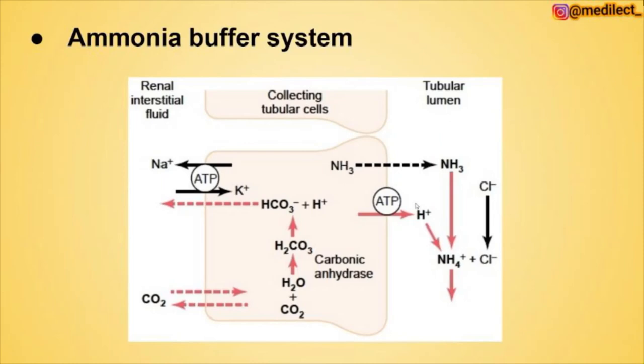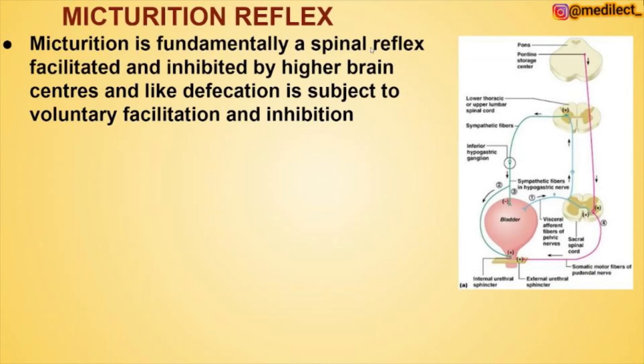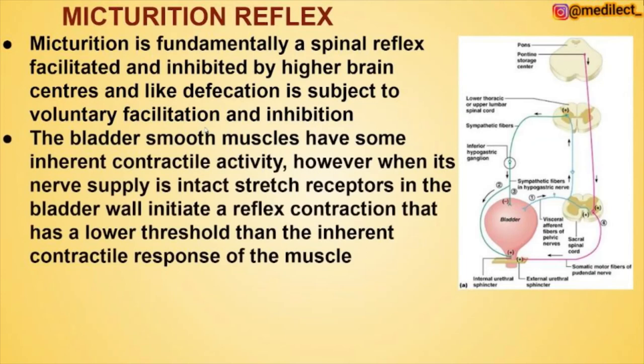And next is the micturition reflex. Micturition is fundamentally a spinal reflex facilitated and inhibited by the higher brain centers, and just like defecation, it is subject to voluntary facilitation and inhibition. The bladder smooth muscles have some inherent contractile activity. However, when its nerve supply is intact, the stretch receptors in the bladder wall initiate a reflex contraction that has a lower threshold than the inherent contractile response of the muscle.